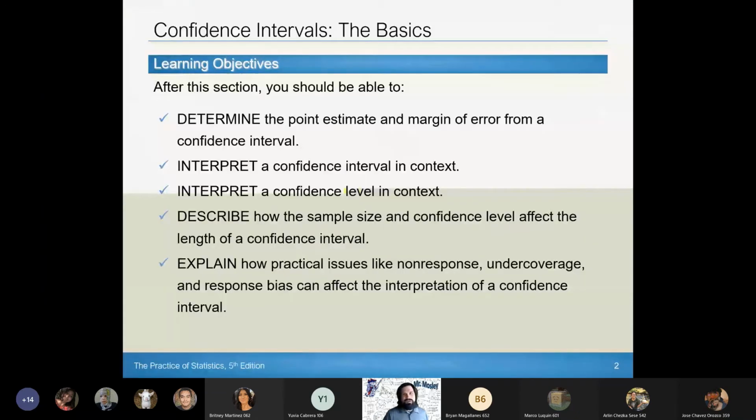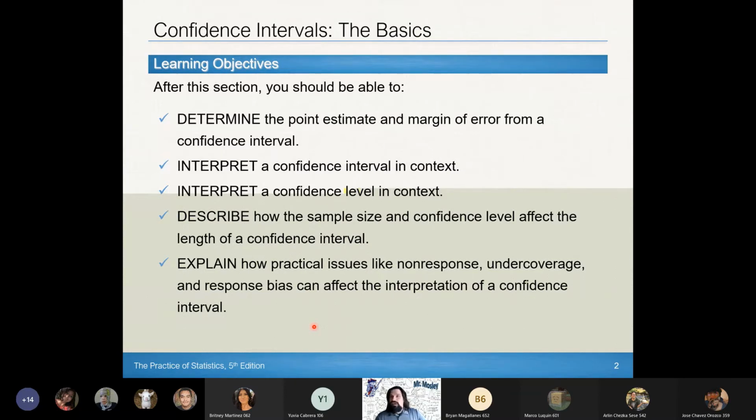So today we're going to begin the process of determining the point estimate and margin of error from a confidence interval. We're going to interpret a confidence interval in context, interpret a confidence level in context. Those are 2 different things. Describe how the sample size and confidence level affect the length of a confidence interval, and explain how practical issues like non-response, undercoverage, and response bias can affect the interpretation of a confidence interval.